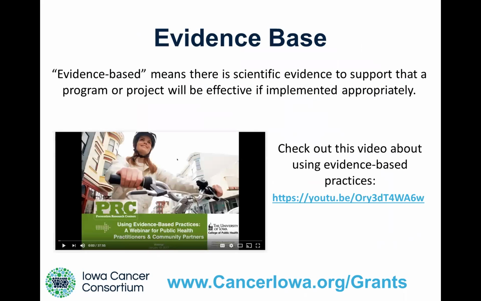And evidence-based. So throughout your application, you'll be asked to explain how your project is evidence-based. And this simply means that there is scientific evidence to support the activities you identify in your application and how they will actually lead to the desired outcomes that you have set in your objectives. The application documents include links to several resources that can help you develop evidence-based goals and objectives. And these include the community guide, research-tested intervention programs or RTIPs, research to reality, and scholarly journal articles. And we do also offer the link to this YouTube video from the College of Public Health at the university. And it can really help you walk through the process of using evidence-based practices.